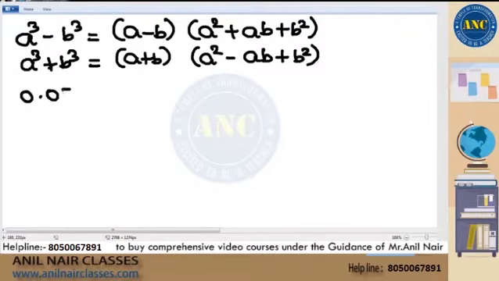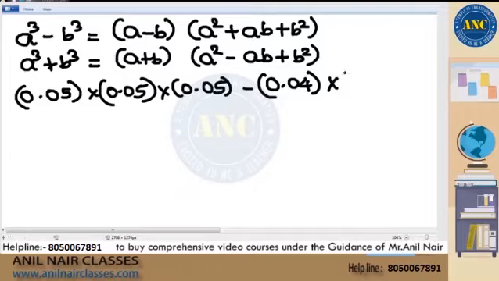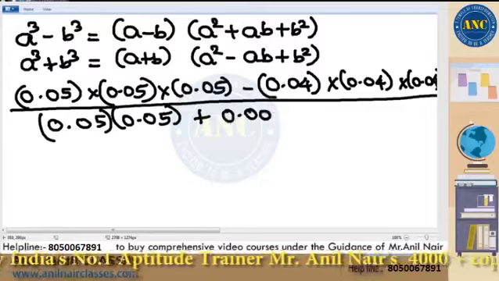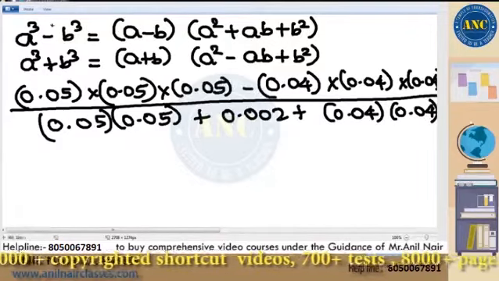Suppose for example, your question is like this, 0.05. Let me write the exact question in the same format so that you will understand how the questions actually come. 0.05 into 0.05 into 0.05, so 0.05 is multiplied 3 times, minus 0.04 into 0.04 into 0.04, which is also multiplied 3 times. The whole thing is divided by 0.05 into 0.05 plus 0.002 plus 0.04 into 0.04. I need to find the value of this expression.